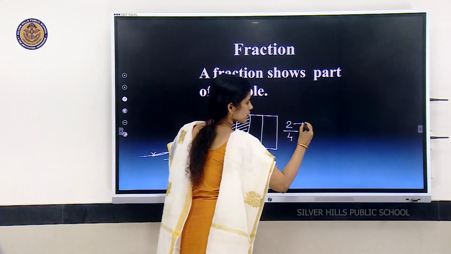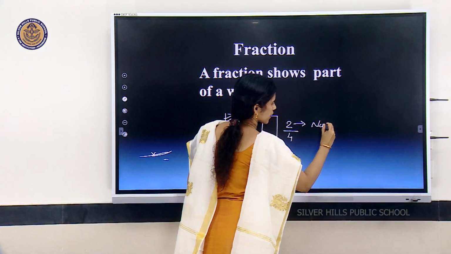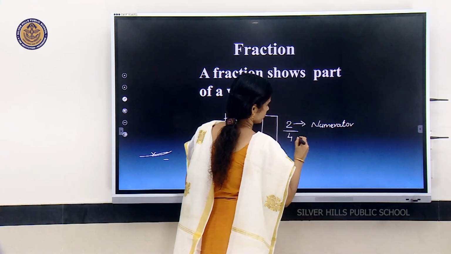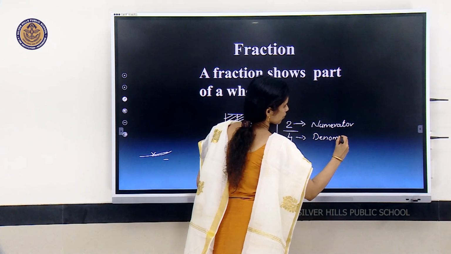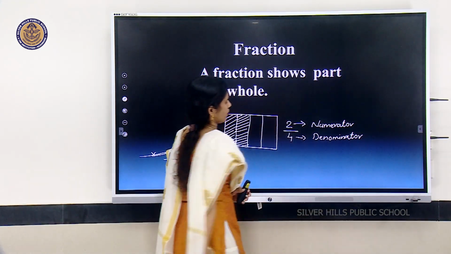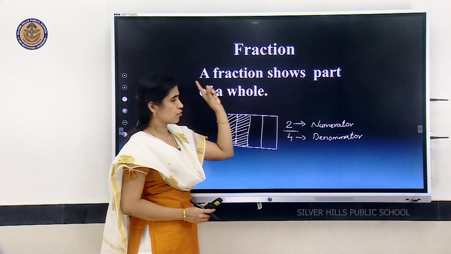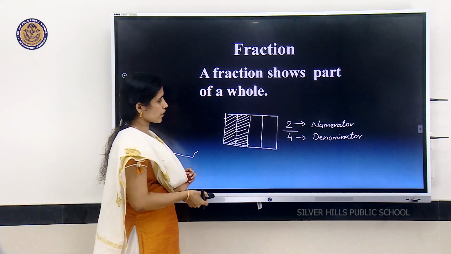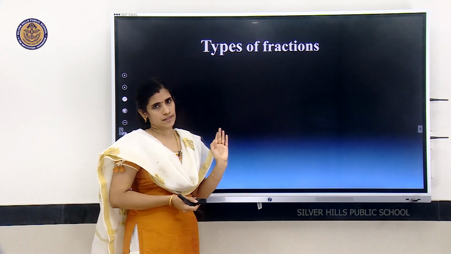Here 2 is the numerator and 4 is the denominator. So a fraction shows a part of a whole. Next we are going to discuss the types of fractions.